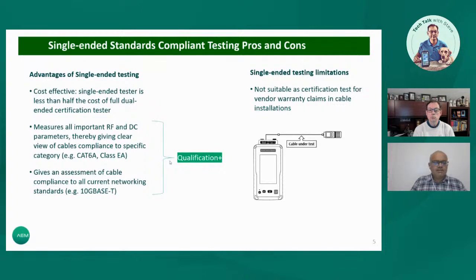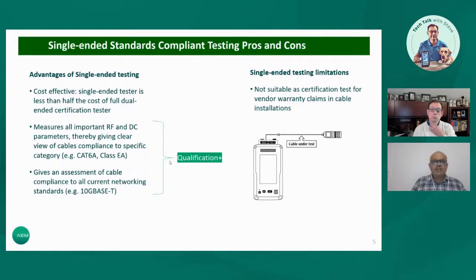This qualification plus tester actually measures all important RF and DC parameters. We will have a little bit more detail on that in the next slide. It gives a very clear view of the cable's compliance to a specific category like Cat 6A or Class EA. And more importantly, it gives an assessment of cable compliance to all current networking standards, multi-gig, including the 10GBASE-T standard. Having said that, I should also highlight that single-ended testing and qualification plus is not suitable as a certification test for vendor warranty claims in cable installations.